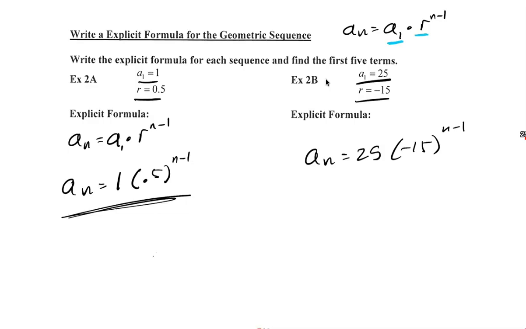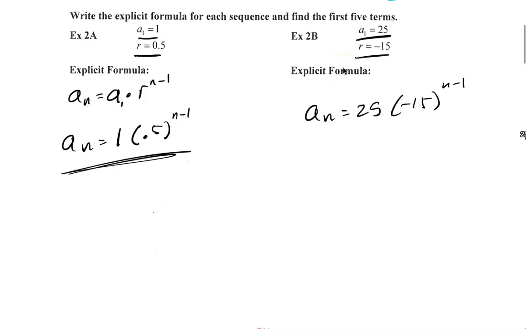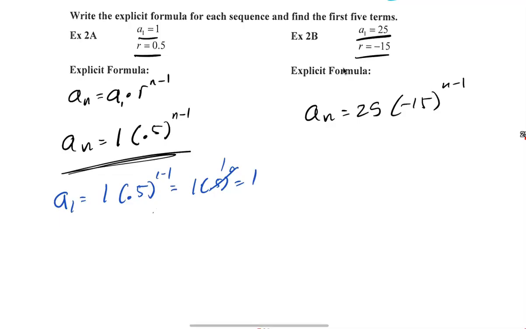Oh, and I almost forgot. They want us to write the first 5 terms. So let's start with this one here, right? If I want the first term, a1, just type it in: 0.5 to the 1 minus 1, which is just 1 times 0.5 to the 0. Anything to the power of 0 is 1, so I just get 1, right? 1 times 1 is 1. a2 would be 1 times 0.5 to the 2 minus 1. So 1 times 0.5 to the first, which would be 0.5.